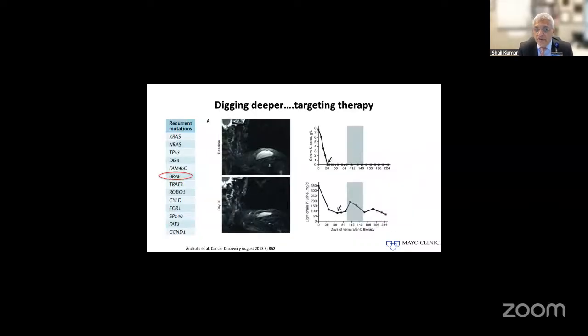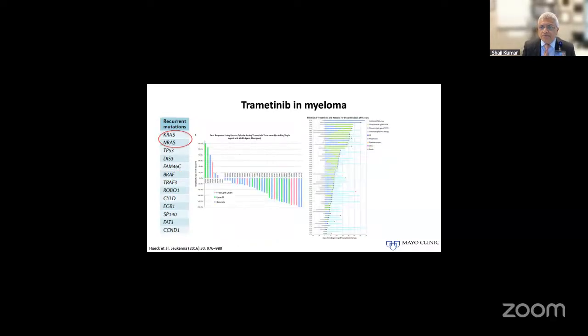Now, we also know there are other mutations that can drive disease, especially in extramedullary disease. We and others have shown that the presence of KRAS and NRAS mutations is pretty high. Here's an example of a patient with a BRAF mutation. Again, all these tend to upregulate the MEK pathway. And here you can see a patient with extramedullary disease with a BRAF mutation being treated with vemurafenib, and you can see that the disease responds well, and the light chains, or the M spike, actually come down.